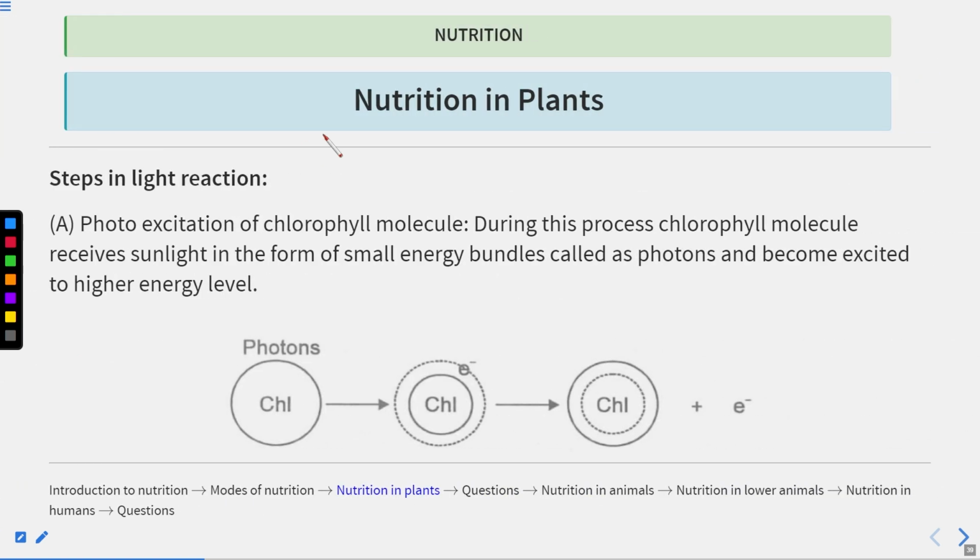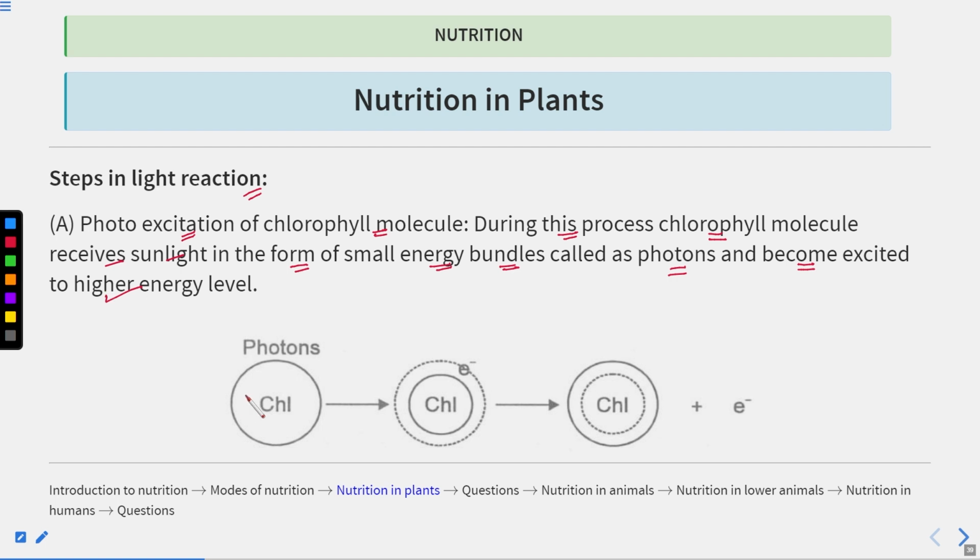Now let's discuss in detail the steps involved in the light reaction. Photoexcitation of the chlorophyll molecule is the first step. During this process, what happens? The chlorophyll molecule receives sunlight in the form of small energy bundles, which are known as photons, and it becomes excited and reaches a higher energy level.